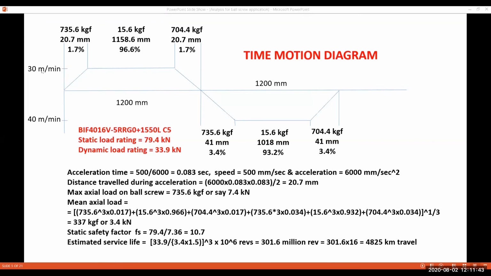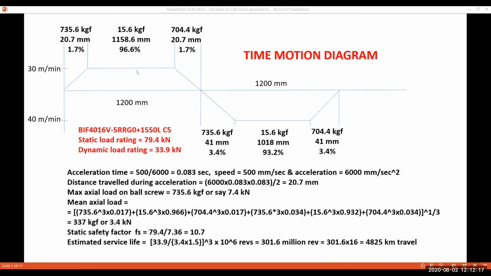Let us say the speed, 30 meter per minute, is 500 millimeter per second. Then using the equation S equals UT plus half AT squared, we calculate how much distance was moved in acceleration. It moved 20.7 millimeter in acceleration, 20.7 millimeter in deceleration. The balance, 1200 minus these two, is 1158.6 millimeter in constant velocity.